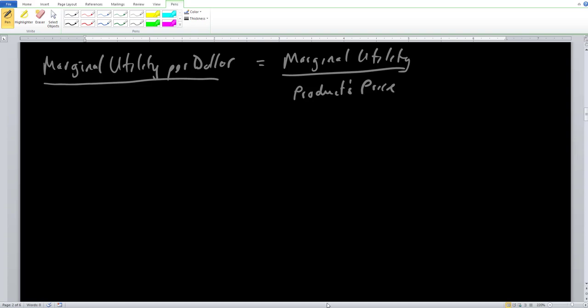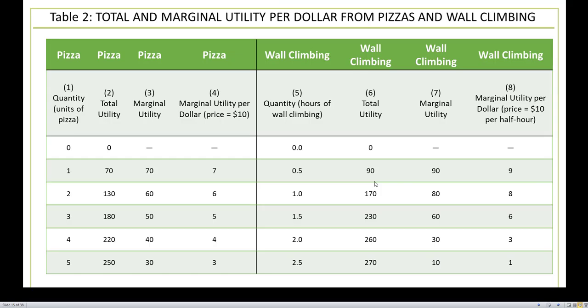So when we go ahead and build up the table using the marginal utility per dollar, we introduce column 4 and column 8. Columns 1 through 3 and 5 through 7 are the same exact things that we've already been taking a look at. Column 4 and column 8 just use the marginal utility per dollar, taking the marginal utility from each respective column, column 3 for pizza and column 7 for wall climbing, and dividing it by the price of the good. Remember that pizza costs $10, so 70 divided by 10 will give us a 7 right here. 60 divided by 10 will give us a 6, and so on down the line. Same thing with wall climbing: 90 divided by $10 will give us 9, 60 divided by 10 will give us 6, and all the way down as well.